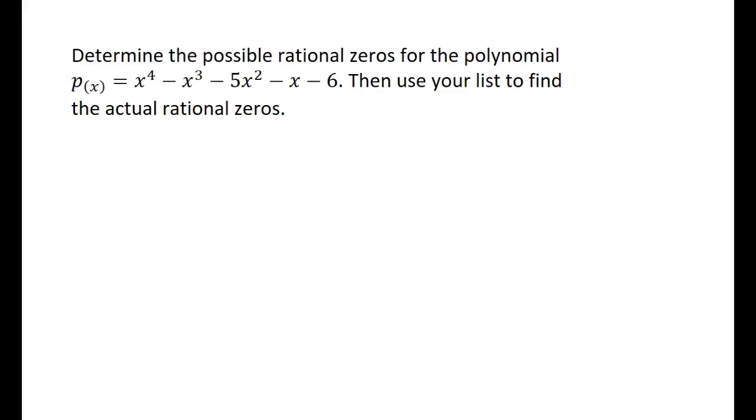Okay, so let's take it one step further. In this example, we're going to determine the possible rational zeros for the polynomial p of x equals x to the fourth minus x cubed minus 5x squared minus x minus 6. So all possibles are the factors of the last term, the constant, divided by the factors of the lead coefficient, which in this case is 1. So that means it's just going to be plus or minus 1, 2, 3, and 6. Okay, so we have 8 numbers to try. Use our list to find the actual rational zeros.